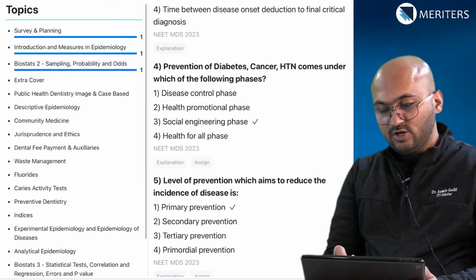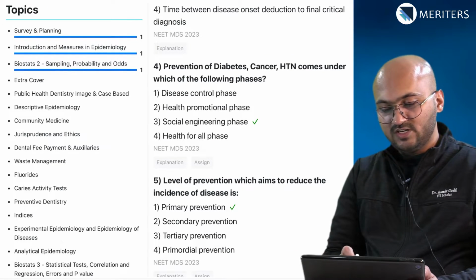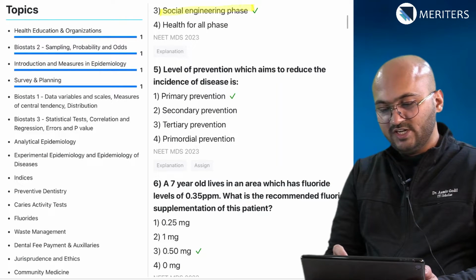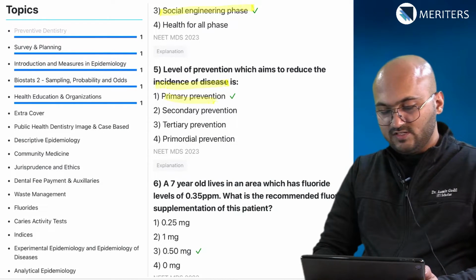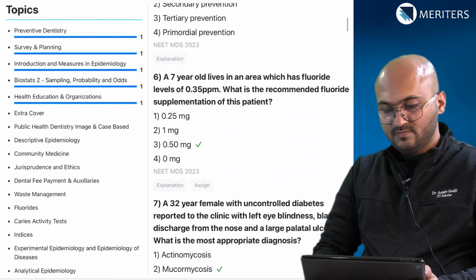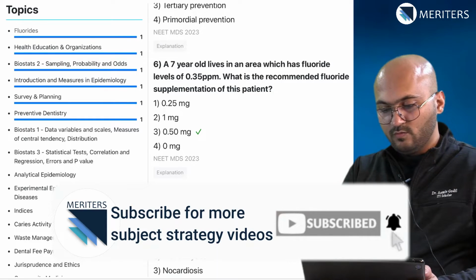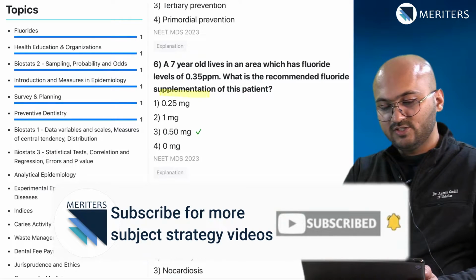Then prevention of diabetic cancer, hypertension comes under which of the following? It comes under social engineering phase. Level of prevention which aims to reduce the incidence of disease is called primary prevention. So that's a preventive dentistry question. Then that's a fluoride question. What is the recommended fluoride supplementation for this patient?